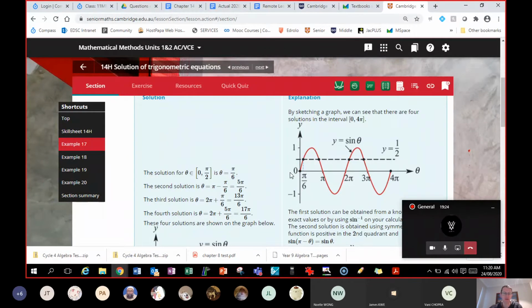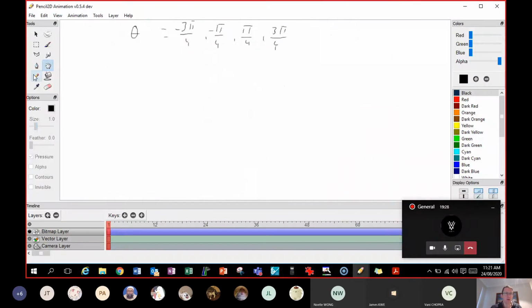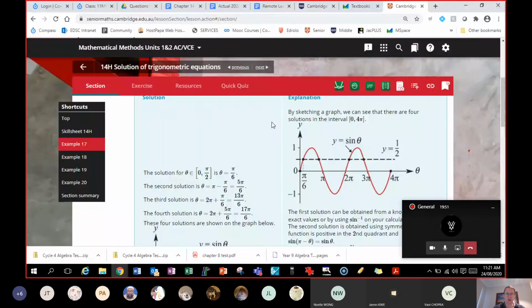Or you can think about it in terms of the unit circle, but hopefully thinking in terms of both. So if you think about that in terms of the unit circle, when does sine equal a half from 0 to 2 pi? Well, a half would occur here and here. So it's going to be pi on 6, 5 pi on 6. Keep on going. That's going to be 13 pi on 6, and that's going to be 17 pi on 6. So you can think of it as that as well, which would get you there.